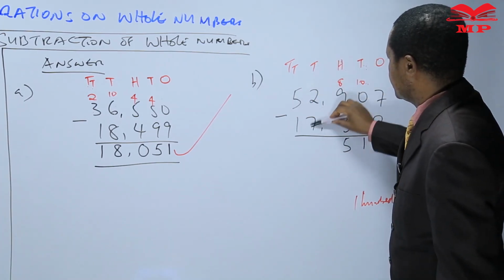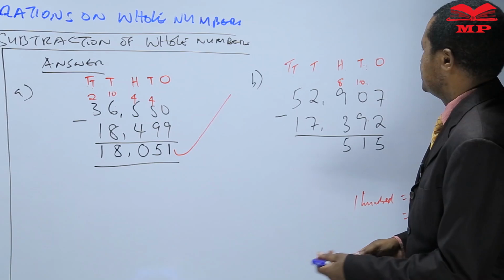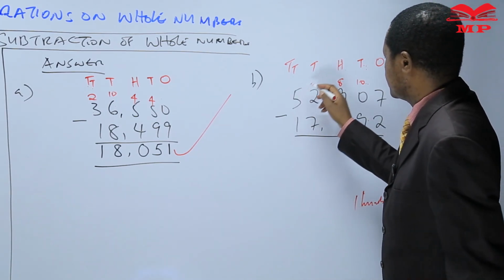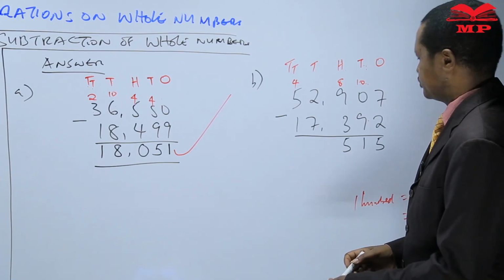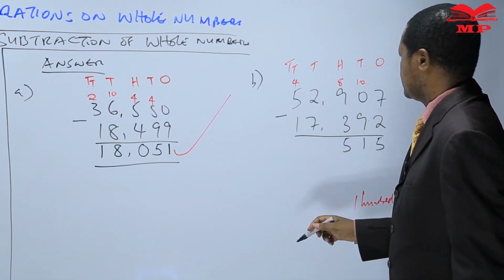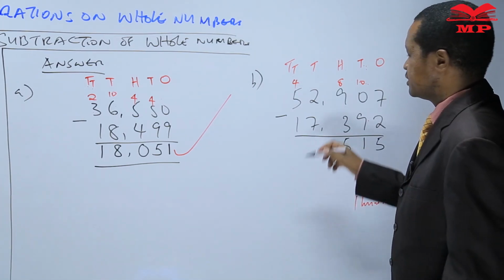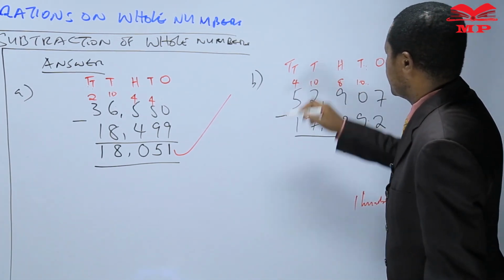2,000s minus 7,000s, not possible. We have to borrow from the 10,000s. We borrow 1, we remain with 4. The one that we have borrowed, the 10,000s, we take it to the thousands. That will be 10,000s.